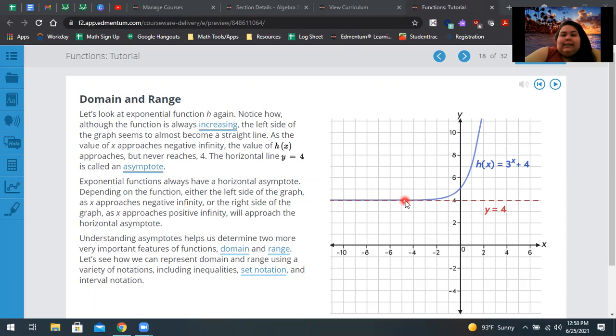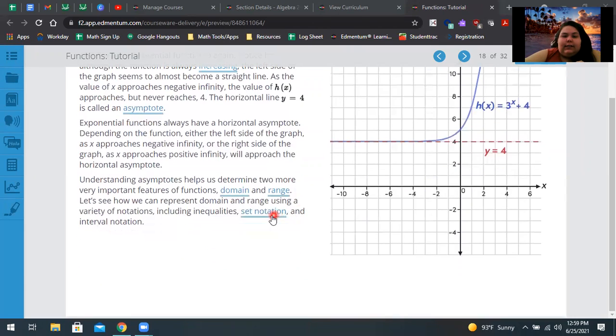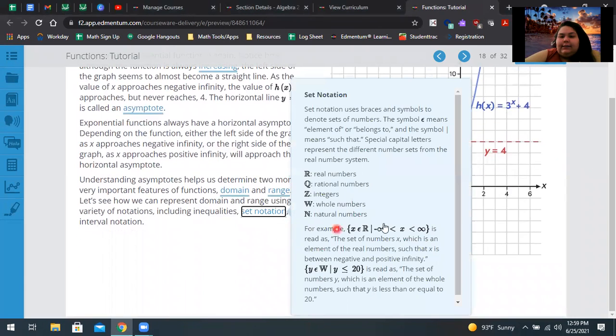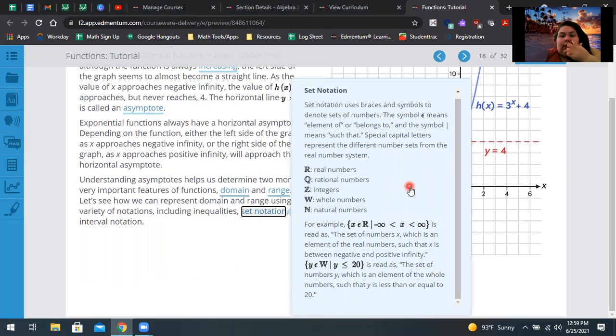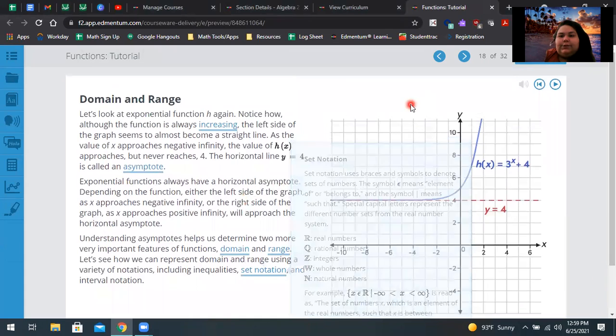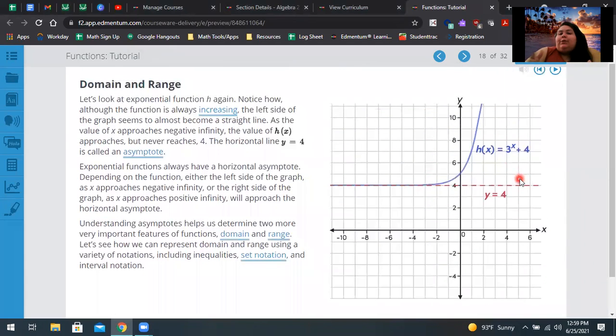So we do know that this is an increasing function, which is what they're stating right here. And again, we already talked about that asymptote. Understanding the asymptotes helps us determine two more very important features of functions: domain and range. So let's take a quick look at the notation. You're going to see notation like this, though not so much. You're going to see it mainly in interval notation or with inequalities, but we'll go over that in the next couple of slides. But again, let's just talk about the domain and range.